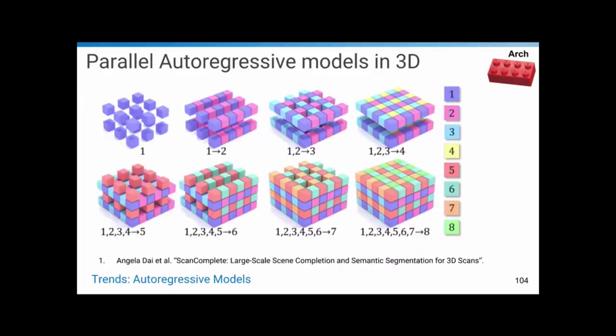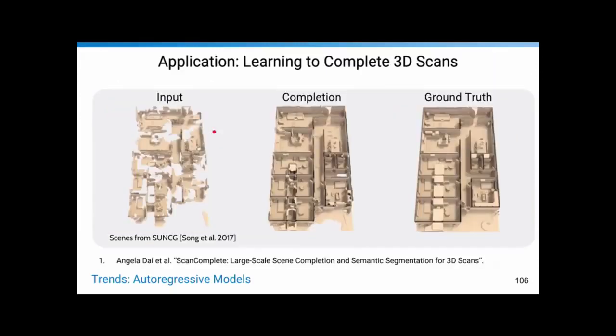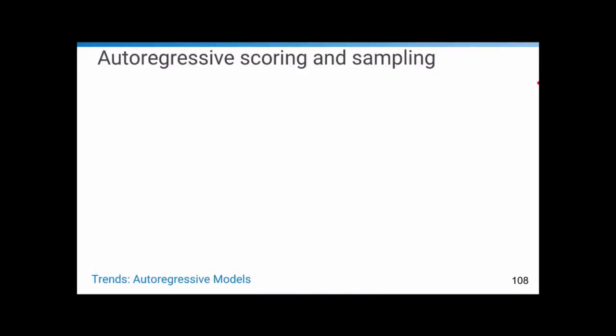We can do the same thing in 3 dimensions. Instead of 4 groups, you could have 8. There was just a paper on this that used autoregressive models for scan completion. If you have some room, you can generate data by virtually scanning it and using a 3D reconstruction algorithm. Unfortunately, these things are filled with holes due to sensor occlusions. So the task is, how do you condition on this and get back a clean volume of the room that you're scanning? You can use these 3D autoregressive models for this purpose, and they end up doing a pretty good job at filling in sensor occlusions. And it's a scalable model.